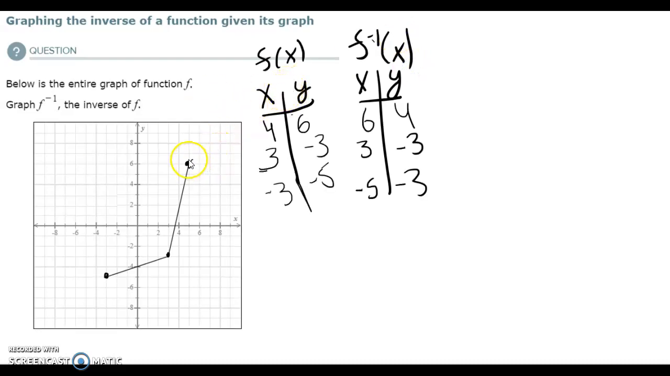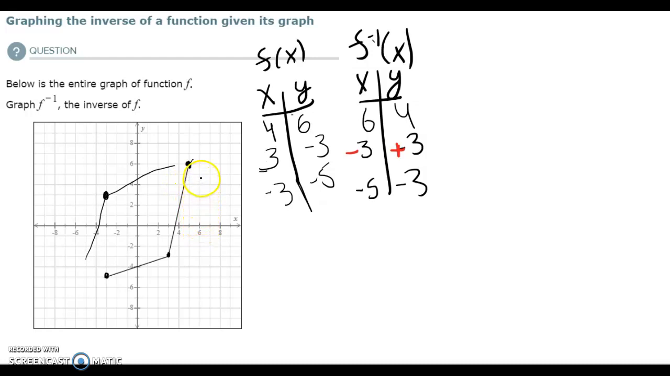Okay, so we took these 3 points. Sorry, I made a mistake. This should be -3, +3. Now I can plot those 3 points to get my inverse function. So I have 6, 4, -3, +3, -5, -3. Then I connect those.